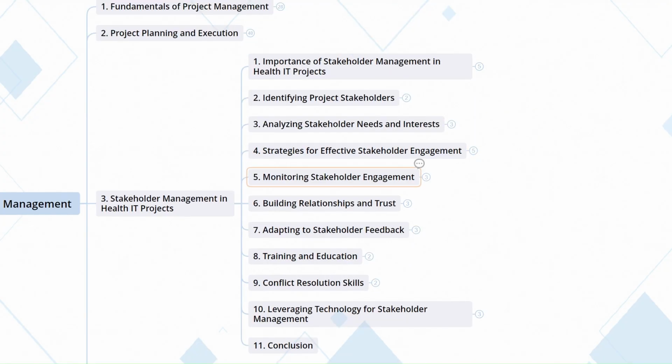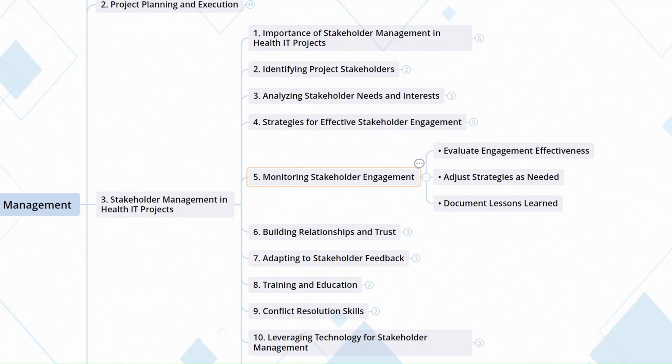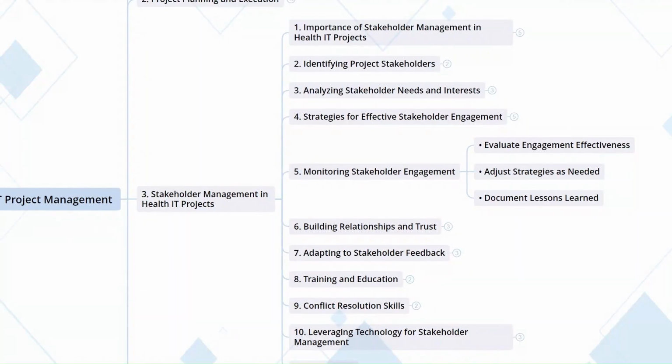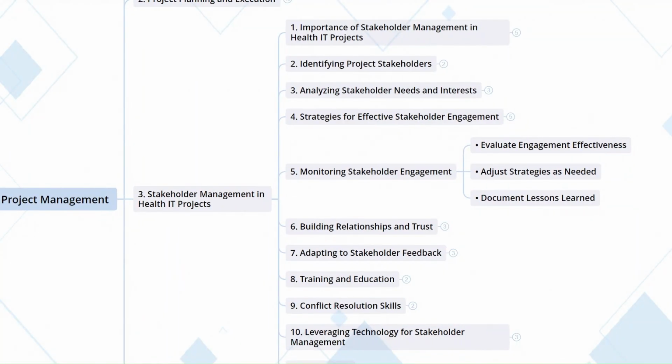Next, monitoring stakeholder engagement. Ongoing monitoring of stakeholder engagement is essential to assess if strategies are effective and to adjust approaches as necessary. These include evaluating engagement effectiveness, adjusting strategies as needed, and documenting lessons learned.